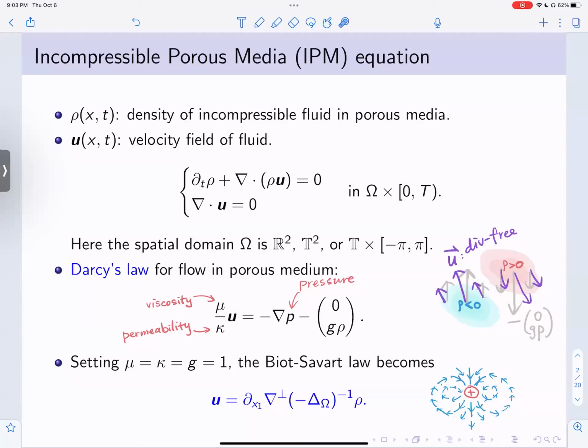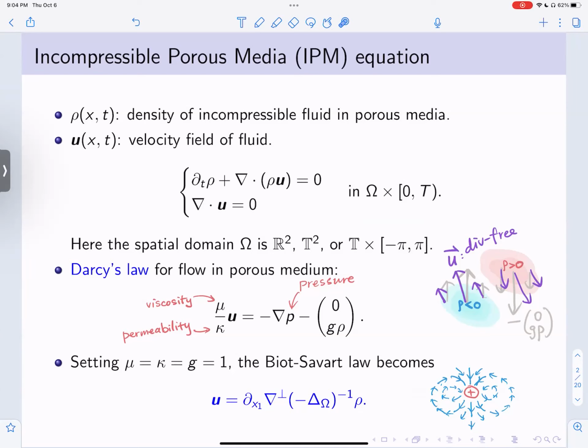For the spatial domain, I'm going to assume that this is a two-dimensional equation. So omega is either the full plane, or a two-dimensional periodic torus, or it can also be a periodic strip, where it is periodic in the horizontal direction and has two boundaries in the vertical direction.